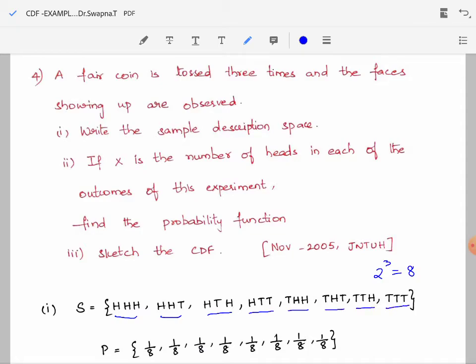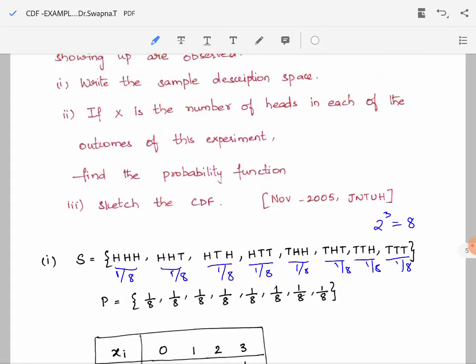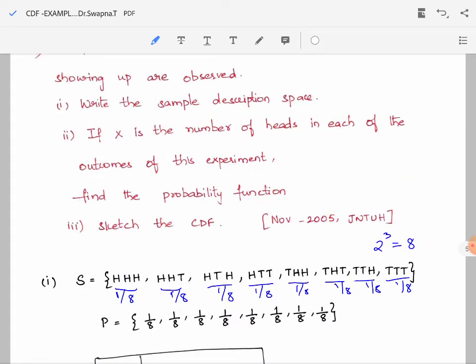Now what is the probability of each event to occur? It is 1 out of 8. 1 out of 8. Similarly 1 out of 8. They are mutually exclusive and equally likely. So on we write the probabilities: favorable outcomes by total number of outcomes. And now the first part of the question, writing down the sample space, we have done.